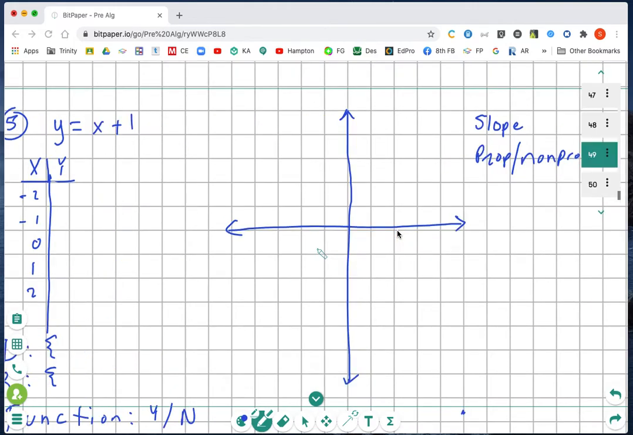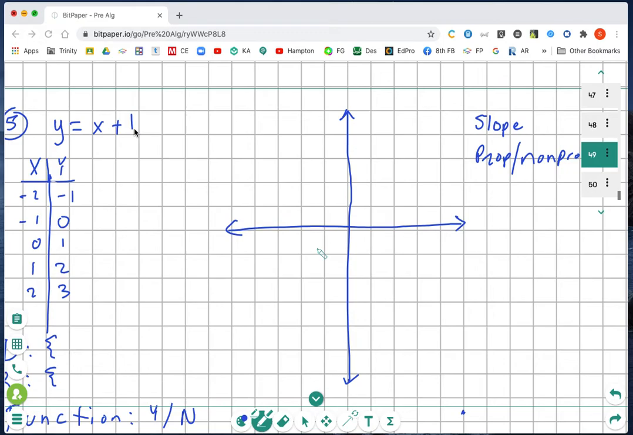All right, let's generate the next one. So the next one we're going to put in -2 for x. -2 plus 1 is -1. -1 plus 1 is 0. 0 plus 1 is 1. 1 plus 1 is 2. And 2 plus 1 is 3.